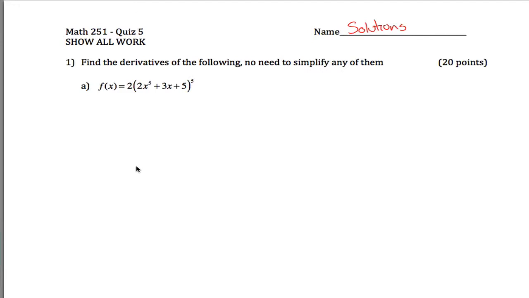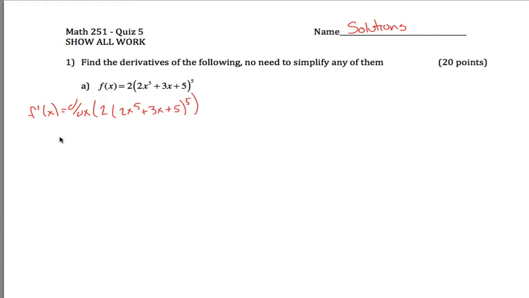Okay, here are quiz 5 solutions. We're asked to find the derivatives for a bunch of different functions. So we want to find f prime of x here. And the way we'll do that is we'll take the derivative of this huge mess that we're given: 2 times (2x to the 5th plus 3x plus 5) raised up to the 5th power.